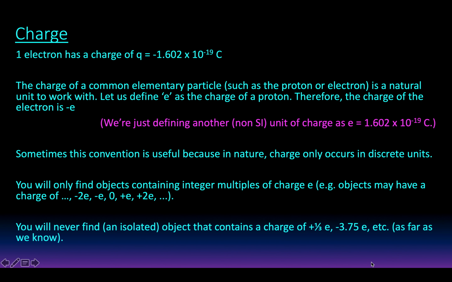As far as we know, you will only find objects that contain an integer multiple of the elementary charge e. In other words, if you come across an object, that object might have a charge of 2e or 15e or negative 376e. You will never, as far as we know, come across an isolated object that contains a fractional multiple of the elementary charge. You'll never come across an object that has a charge of 1/3 e or negative 3.75 e or anything of that sort.